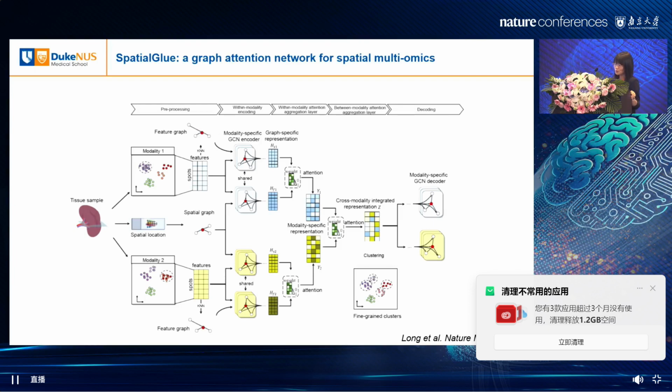methods called SpatialGlue. It is a graph attention neural network. It adopts 2 layers of attention. At the first layer of attention, it integrates the spatial information with the omics measurement. At the second level of attention, it integrates the representations from the different omics measurements. So by using 2 levels of attention, SpatialGlue integrates the different omics layers in a spatially aware manner.